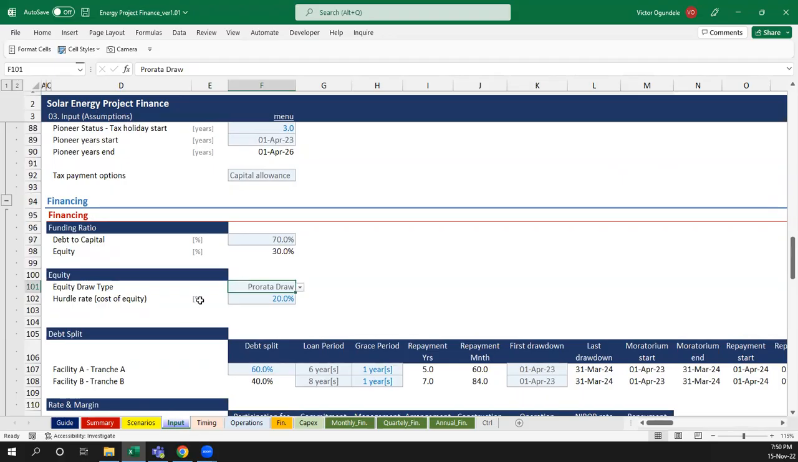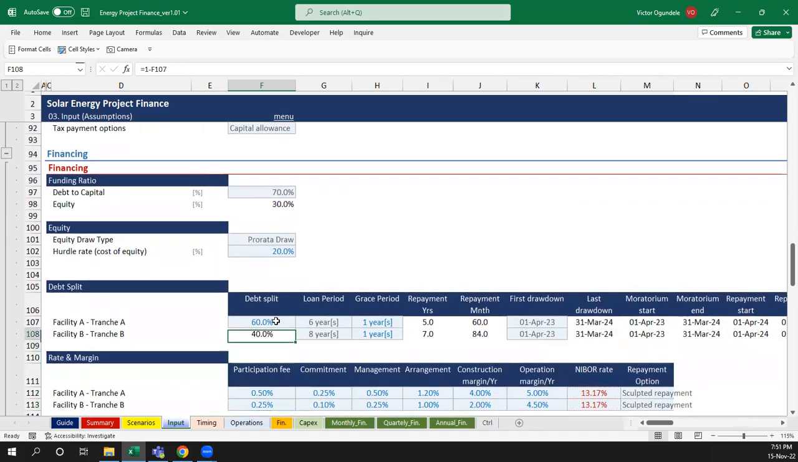Then for our equity type, you can have a pro rata draw. As you need it, so we need 20% this period, 10%, 15%. That's how they're going to release the fund, or the upfront option where they just give you the whole thing at once. It becomes your own. So you can always select that option. Then other rates to consider: our cost of equity, or you could use our discount rate, which is the minimum expected return that we can expect from this project, at least in the worst case scenario.